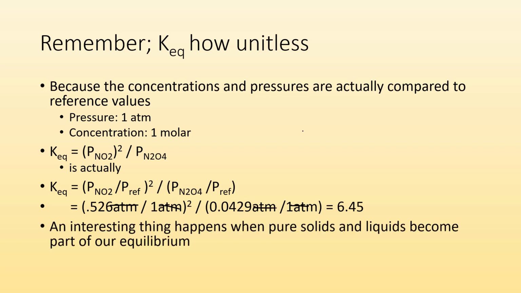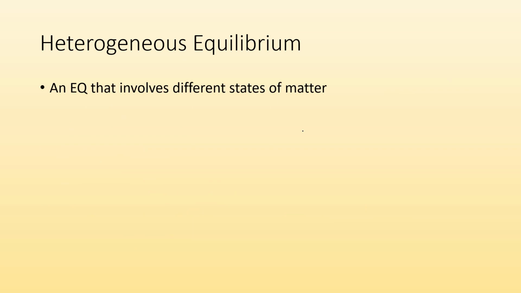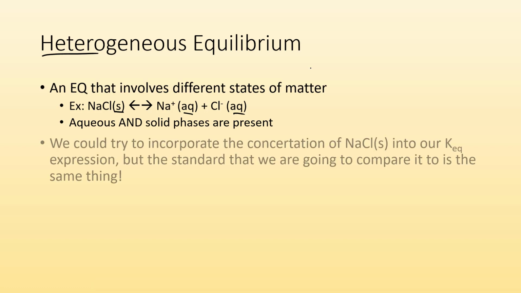Well, an interesting thing happens when pure solids and liquids become part of our equilibrium. So let's take a look. Heterogeneous equilibrium. It's an equilibrium that involves different states of matter. That's the hetero part. So we got different states. So an example could be like NaCl solid being in equilibrium with its aqueous ions. They're in different states, so that makes it a heterogeneous equilibrium. There's aqueous and solid phase.